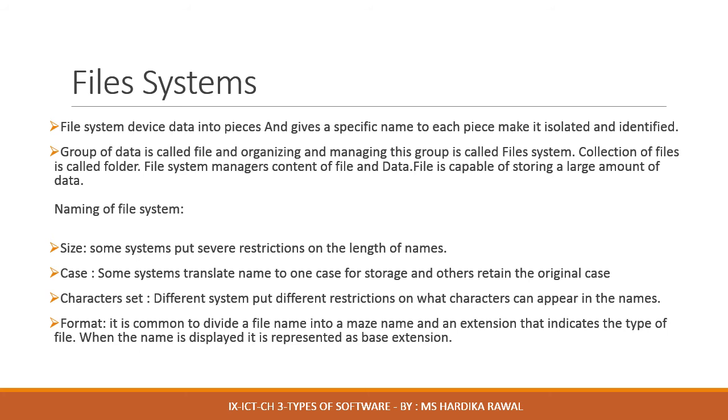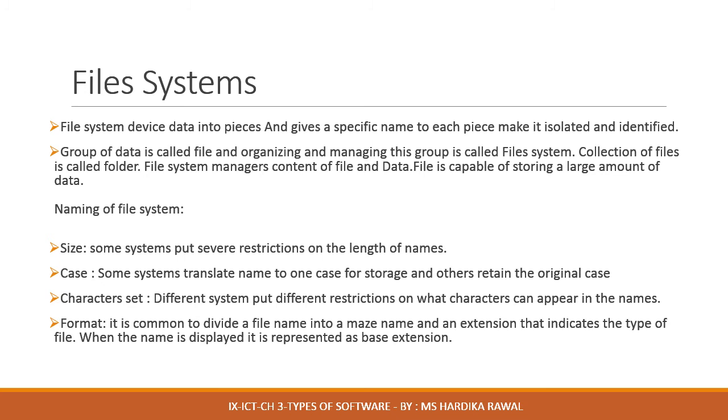Next is the case, that means uppercase or lowercase. In Unix, uppercase and lowercase file names are treated as completely different and unrelated names. Some systems translate names to one case for storage and others retain the original case. Next is the character set. Different systems put different restrictions on what characters can appear in names. For example, if we write a file name containing certain special characters, it may show an error. Example, using a star or a slash sign while naming your Word document.